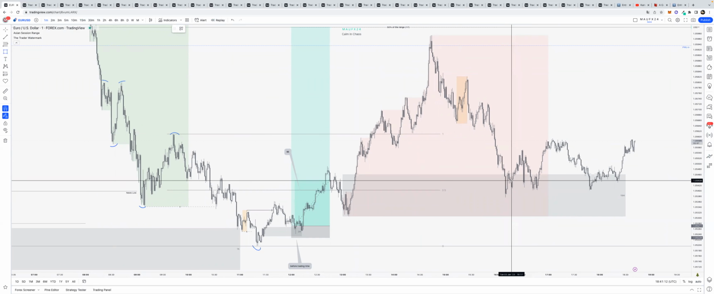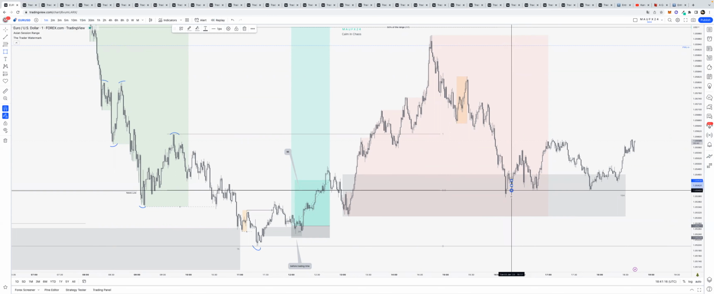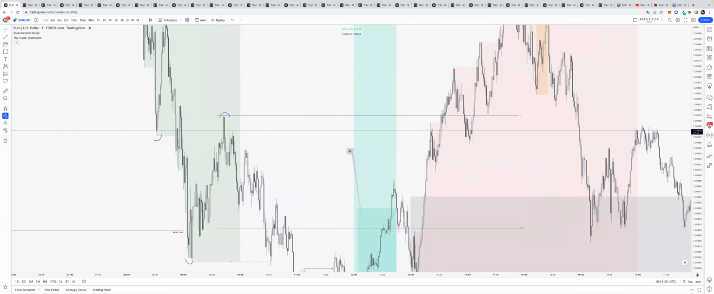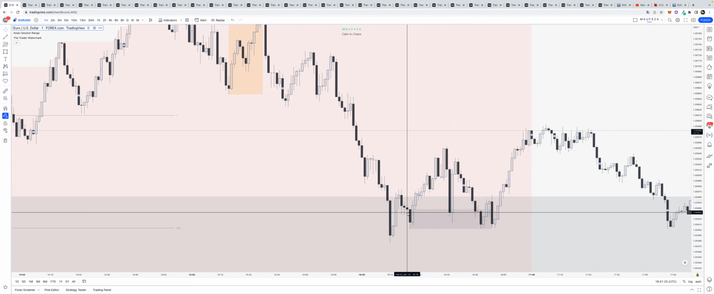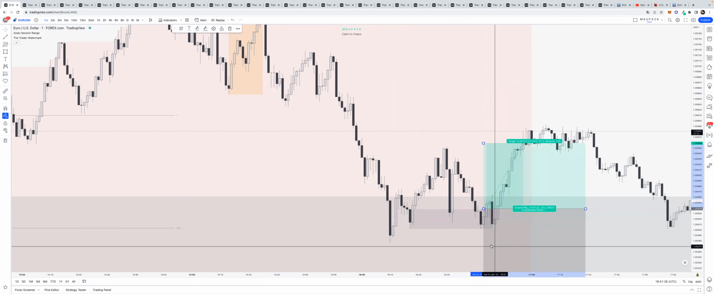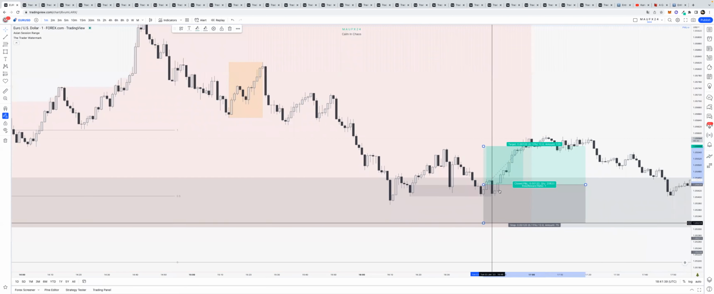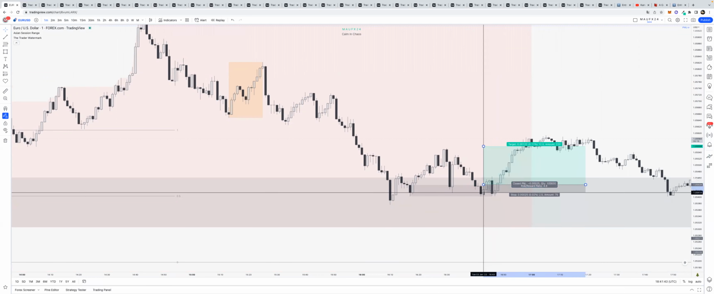Okay, then we got, is this unmitigated? I think it is, just about. There you go. Well, yeah, it taps on but doesn't tap in. So there you go, you have your long. After breaking this high, you reduce or you go break even. But this one is still unmitigated, so you keep your trade.